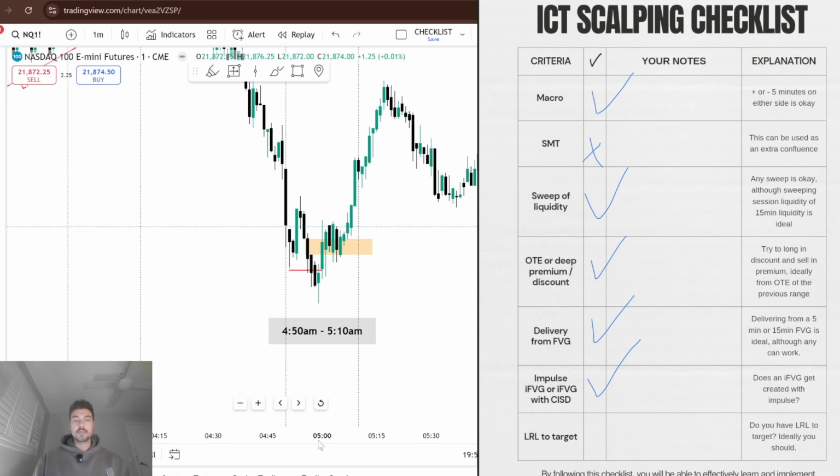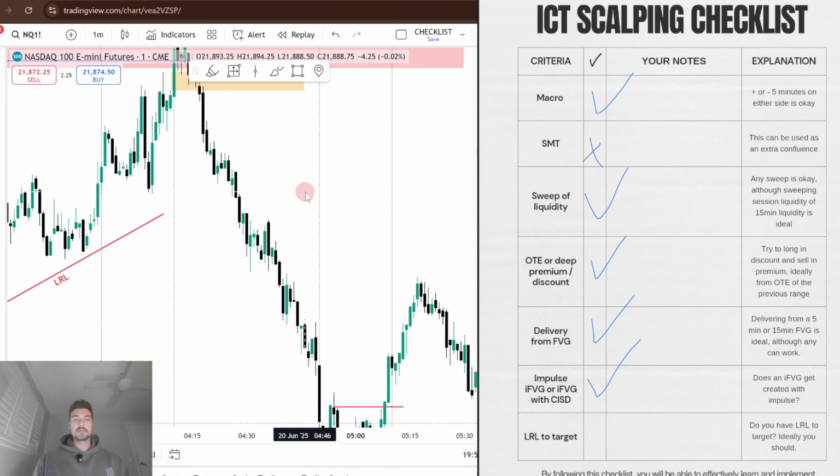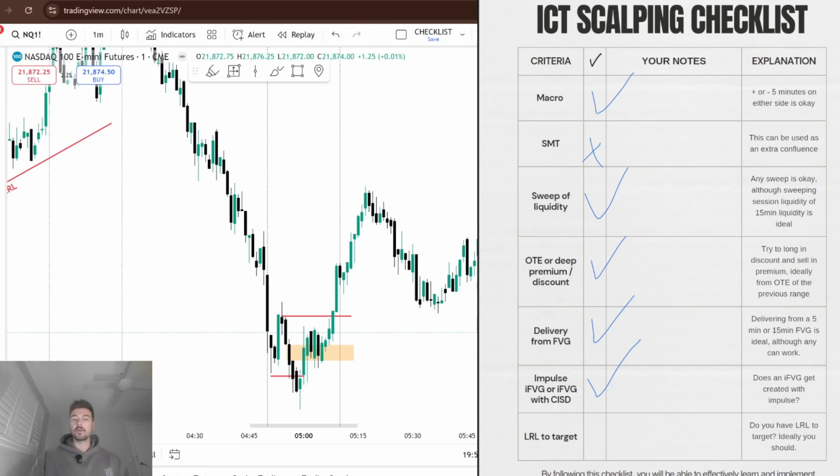But here we go. Where's the change in the state? The change in the state happens right here when we close above these candles. So that's really nice. Do we have low resistance to target? No, we don't. So I'm going to cross that off there. But how many do we have ticked? Again, we have 1, 2, 3, 4, 5 things out of 7 ticked, which makes it a valid trade.